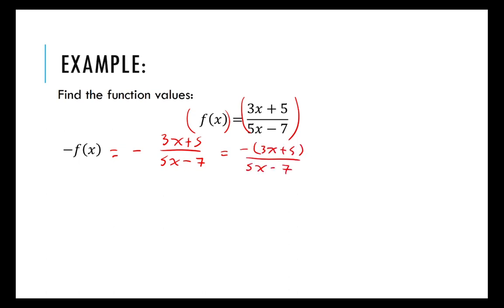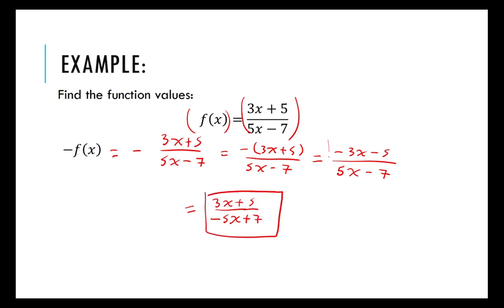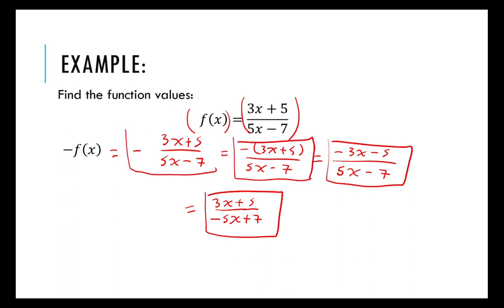Of course, because I can write it like that, I can also then distribute that negative, and that's negative 3x minus 5 divided by 5x minus 7. Alternatively, you could put the negative on bottom with parentheses, and then you can distribute that negative, which would also give you the choice of 3x plus 5 divided by negative 5x plus 7. And so notice that this solution, this solution, this solution, and this solution are all equally good. It's just a matter of preference.